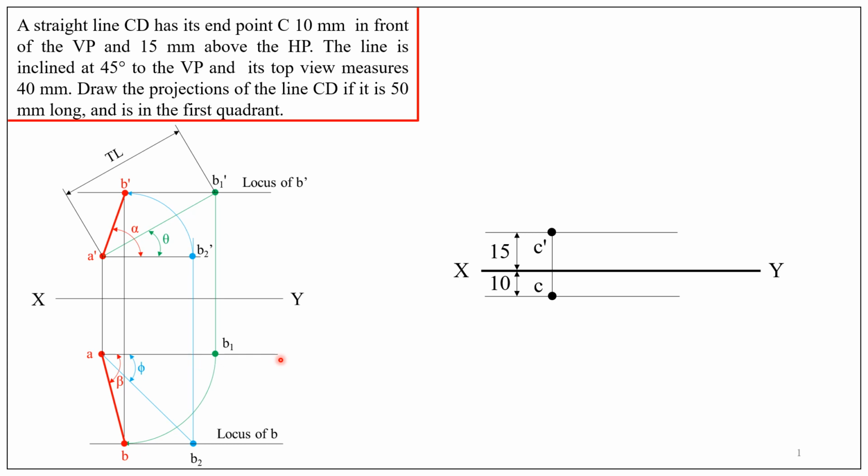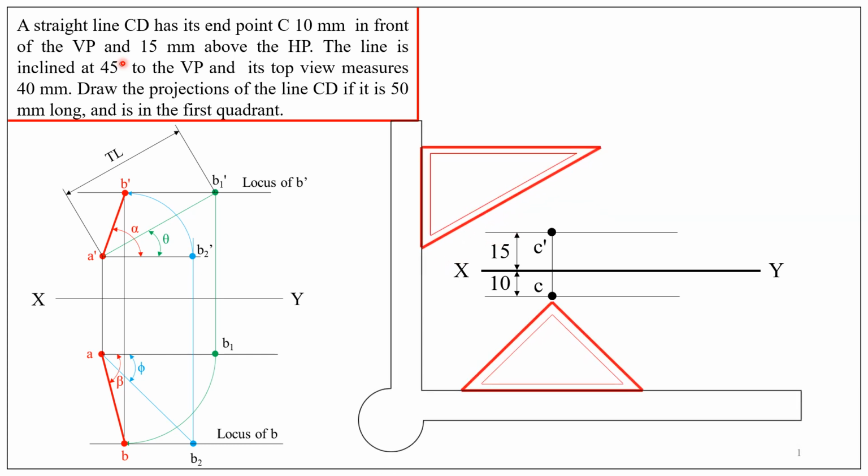The true angle of inclination of the line with VP is 45 degrees. We don't know the length of the front view because the line is inclined to both HP and VP. So in order to find the front view length, we assume initially the line is parallel to HP and inclined at an angle of 45 degrees to the VP. When the line is assumed to be parallel to HP, we can draw the true length on the top view. Therefore, through point C, draw a 45 degree line.